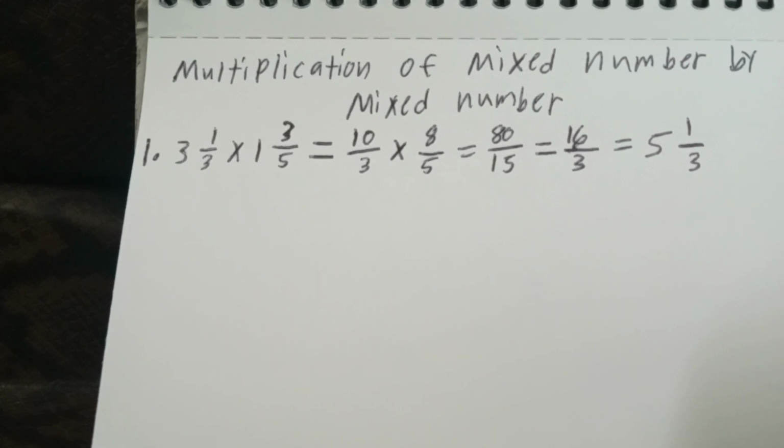Can it be simplified? Yes, they're both divisible by 5. So 80 divided by 5 will give us 16, and 15 divided by 5 will give us 3. Will that be our final answer? No. Why? Because it's an improper fraction. So what do we have to do? We have to turn it into a mixed number. So 16 divided by 3 is 5, and then 5 times 3 is 15. So 16 minus 15 will be 1, that will be our numerator, and we just copy 3 as the denominator.